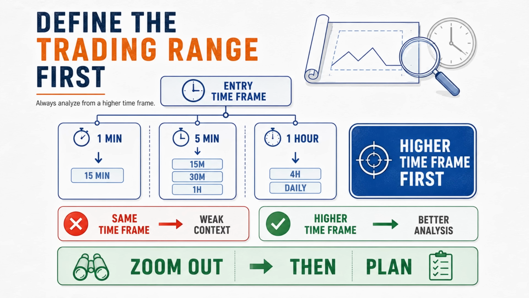So how do you properly identify the current trading range? The first step is to zoom out to at least one or two higher time frames compared to your execution time frame. For example, if you enter trades on the 1-minute chart, your range should be defined on the 15-minute chart. If you trade on the 5-minute chart, look to the 15-minute, 30-minute, or 1-hour charts. If your execution time frame is the 1 hour, then your trading range should be taken from the 4-hour or the daily chart. This is a crucial rule. Never define your trading range using the same time frame you use for entries.